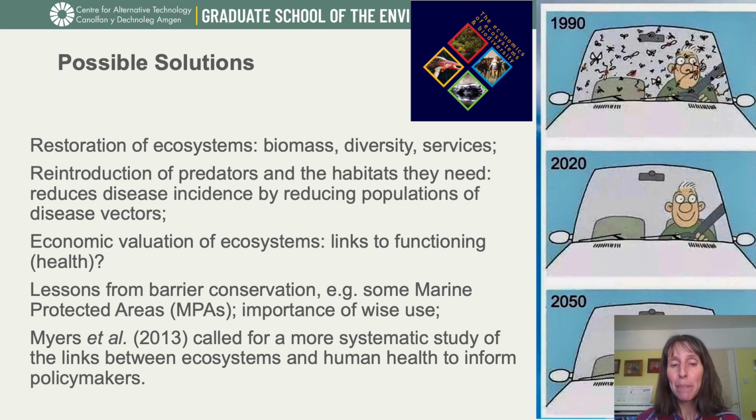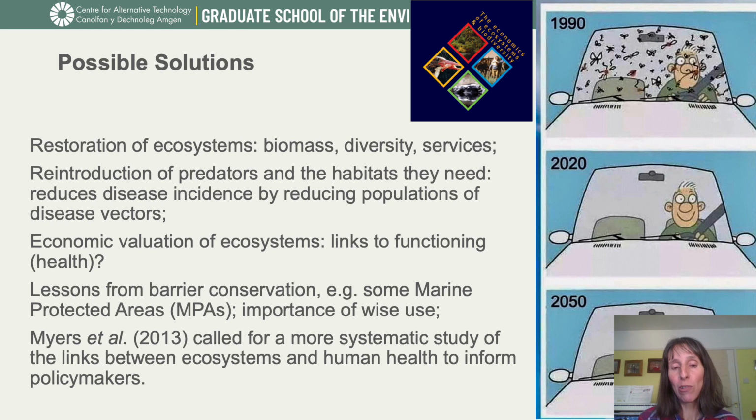We also know that keeping people out of ecosystems, having barrier conservation, is ineffective. So if you keep people out and you basically put up a big fence, then it can just move the resource use, the hunting, the deforestation to areas outside the reserve. And we see that with marine protected areas where overfishing has become more intense outside of marine protected areas.